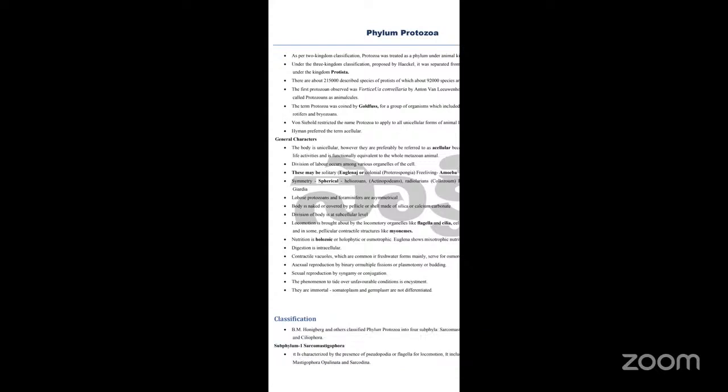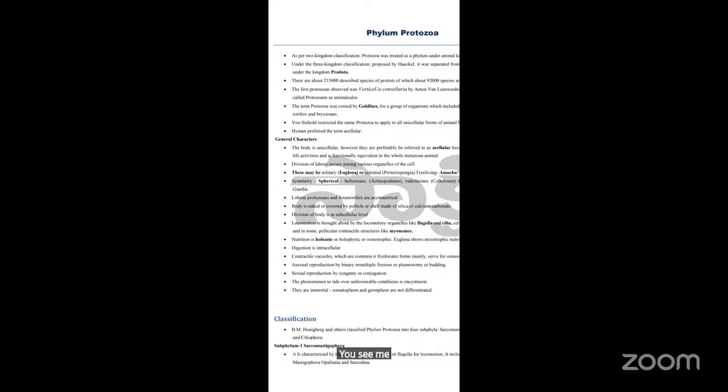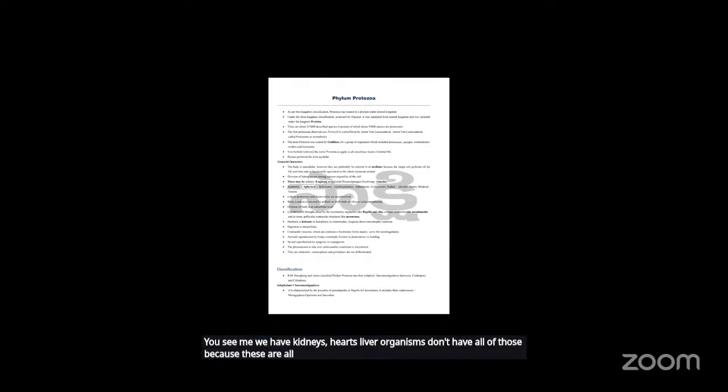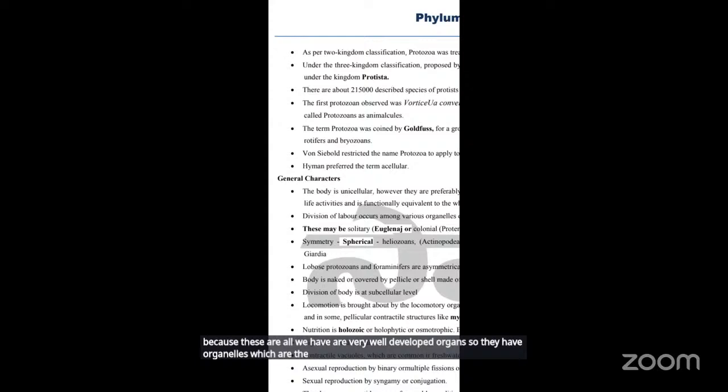Division of labor occurs among various organelles of the cell. These organelles are basically very small organs that perform specific functions in microorganisms. The same way we have kidneys, hearts, liver. Microorganisms don't have all of those because what we have are very well developed organs. So they have organelles, which are the small ones that they can accommodate. And those organelles all have different functions.